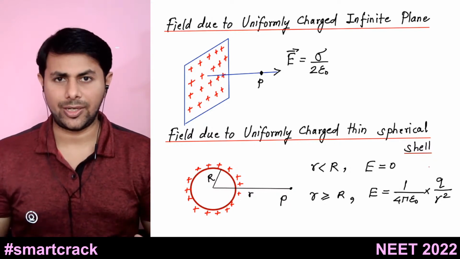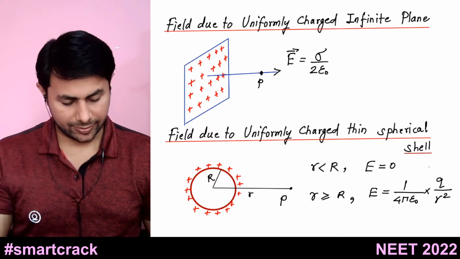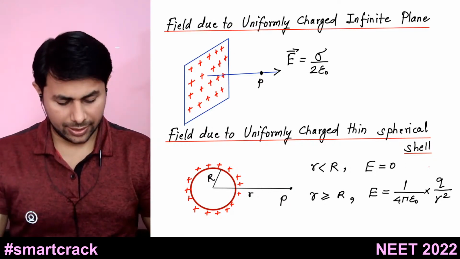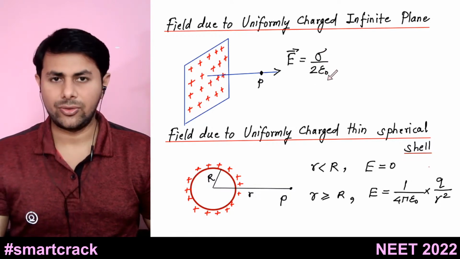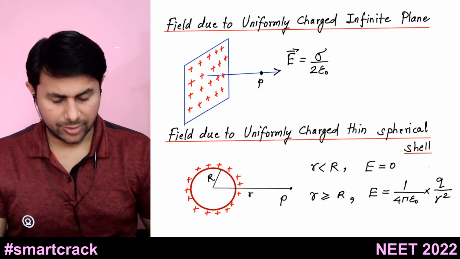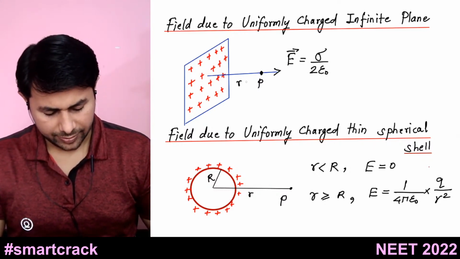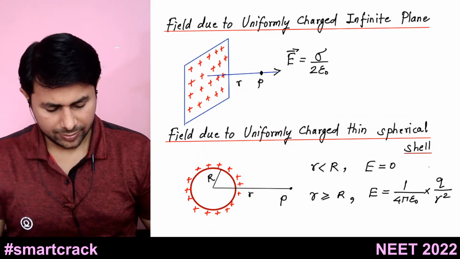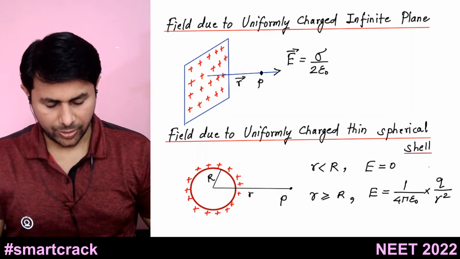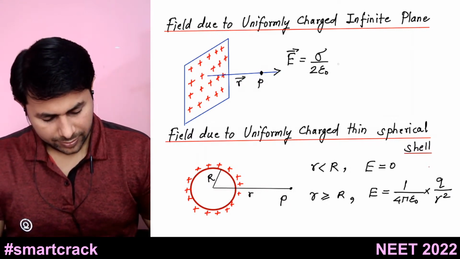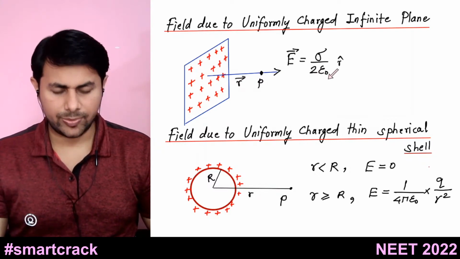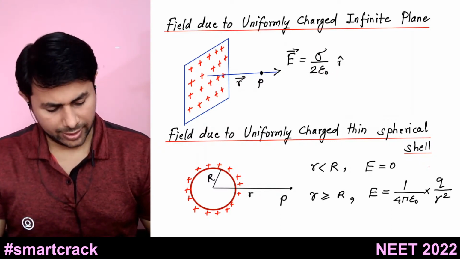You have an infinite plane. What will be the electric field due to that? Again, the electric field due to an infinite plane is given by sigma upon 2 epsilon naught, and it's directed towards that point if this is positive charge. Let's say this distance is r, and this vector from the plate towards the point is r bar. So if you want the vector, it is sigma upon 2 epsilon naught into r cap.